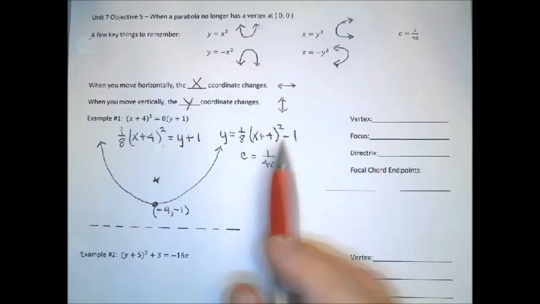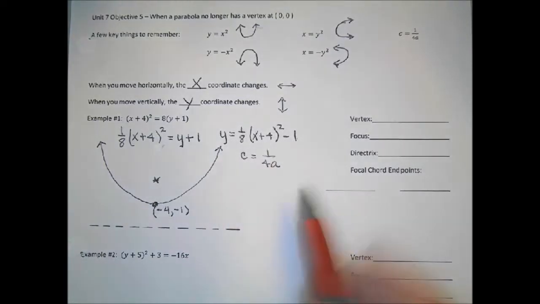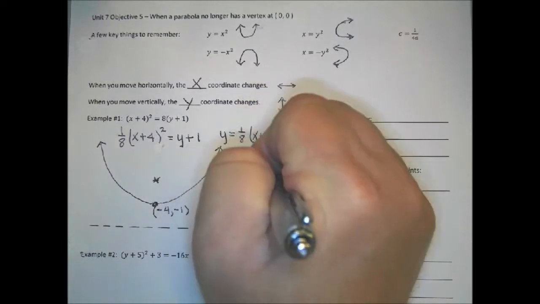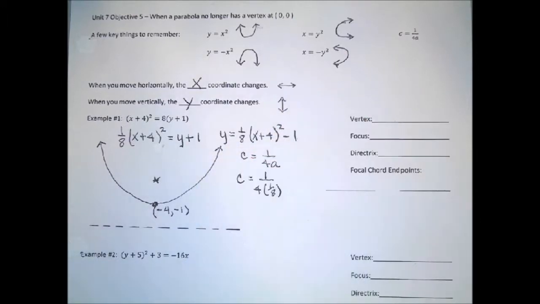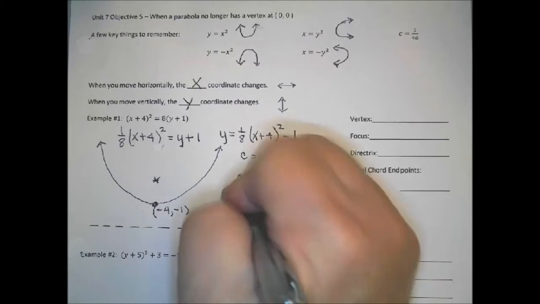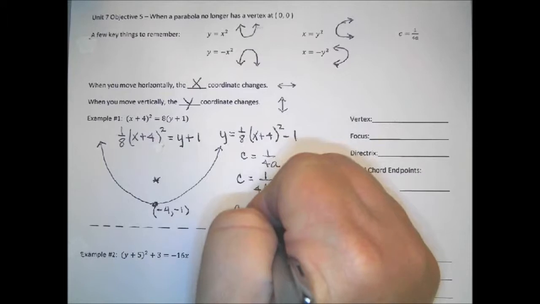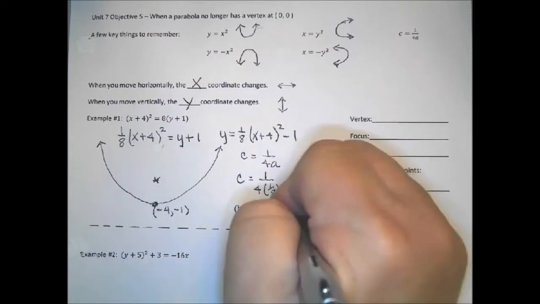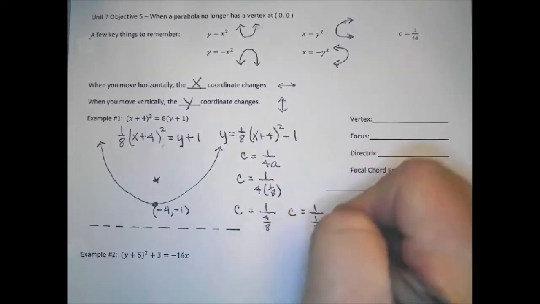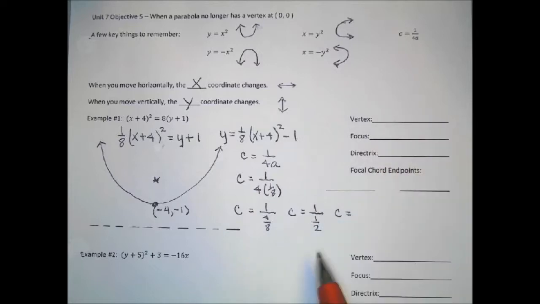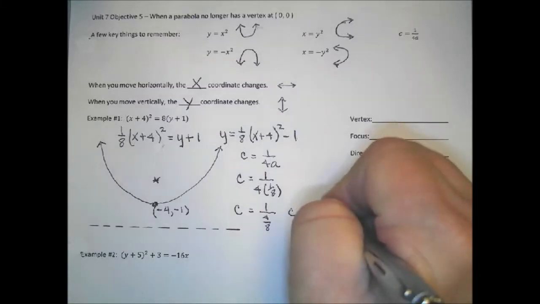Because when we put the equation into this form, now I know that a is 1/8. So c equals 1 over 4 times 1/8. Now what that means is c equals 1 over 4 times 1 is 4, so that's 4 over 8. So c equals 1 over 4/8, which reduces to 1 over 1/2, and 1 over 1/2 is 2. So c equals 2.